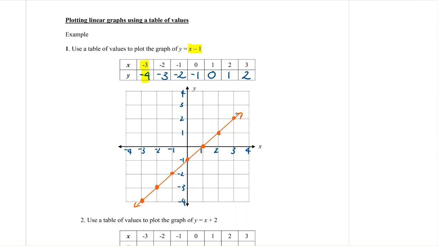We draw a line through all of those dots.